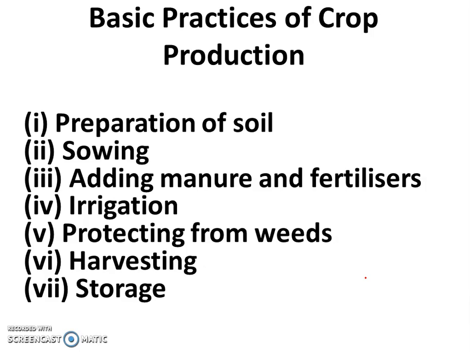Basic practices of crop production. Now, how can we produce a good crop, right? So we have to use these practices. First of all, preparation of soil, then sowing, then adding manure and fertilizer, then irrigation, then protecting from weeds, then harvesting, and the last one is storage. Now we will discuss these one by one, right?